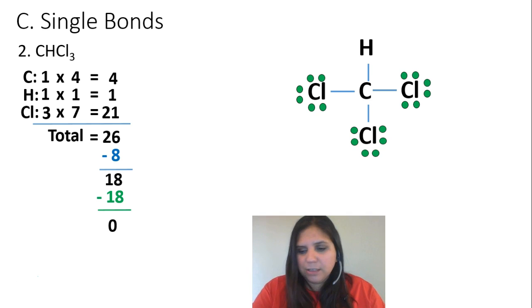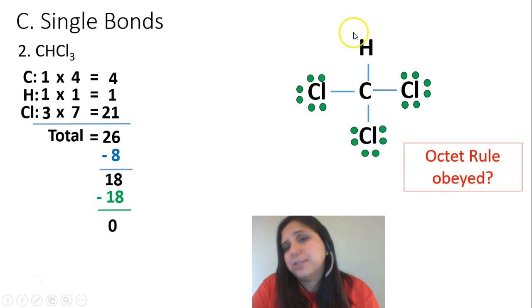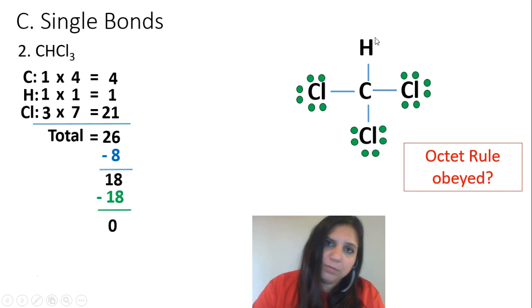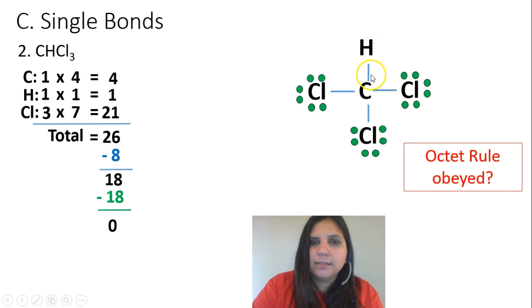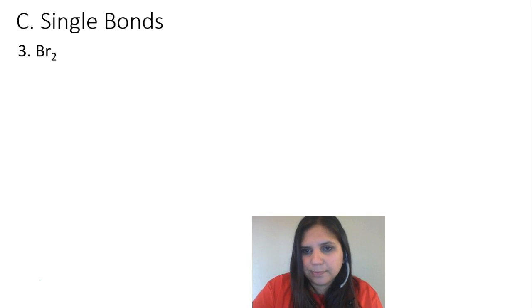leaving me with 0. Is the octet rule obeyed? Well, let's check. Hydrogen can't have an octet, so it has 2. Carbon has 2, 4, 6, and 8, so that's an octet for carbon. Chlorine has these 2, 4, 6, 8. Same thing for these. 2, 4, 6, 8, 2, 4, 6, 8. The octet rule has been obeyed for the ones that can obey it.